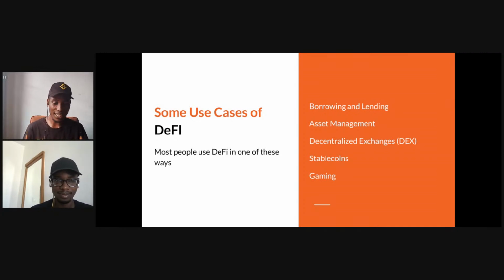Another point is asset management. Many DeFi protocols offer tools that help users manage their assets. As a result, you can even earn interest and rewards on your assets. Moreover, DeFi allows you to keep your personal data private. You are in full control of your data when using DeFi protocols.